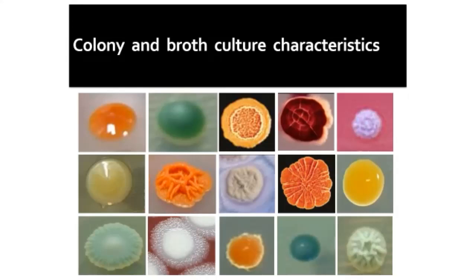We are going to learn about seven to eight of them. Whether the colony is raised or not. One is the color, whether it is white or green. Another is whether it is transparent, translucent, or opaque. You need to keep the plates near the light to see whether it is transparent or not.